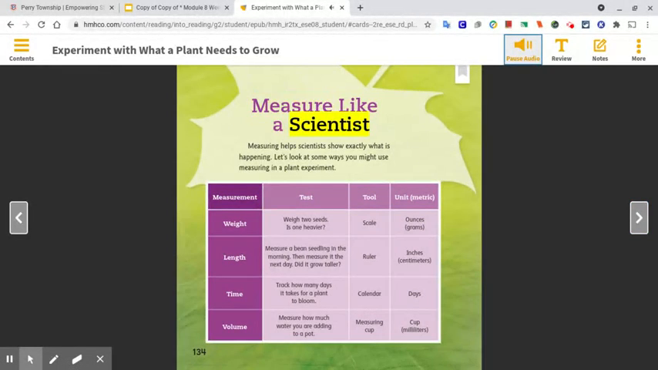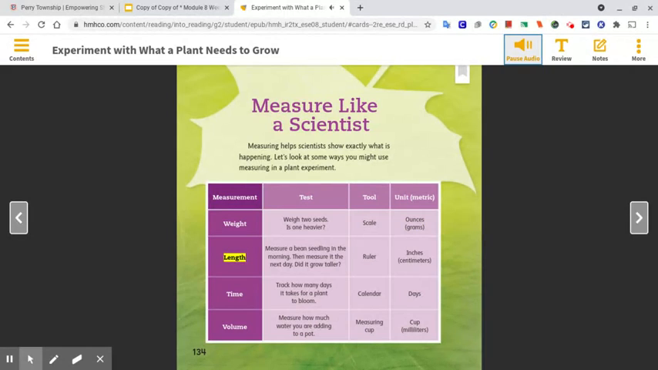Measure like a scientist. Measuring helps scientists show exactly what is happening. Let's look at some ways you might use measuring in a plant experiment. Measurement, test, tool, unit, metric. Measurement, weight, test. Weigh 2 seeds. Is one heavier? Tool, scale. Unit, metric, ounces, grams.